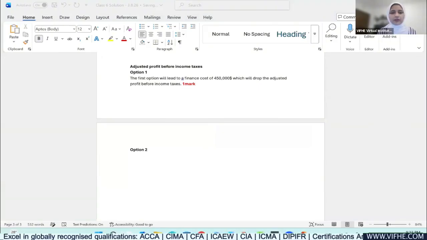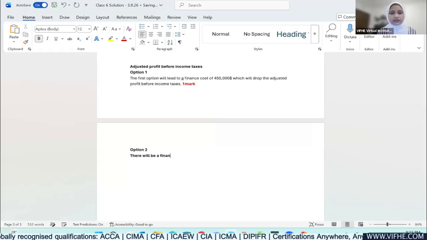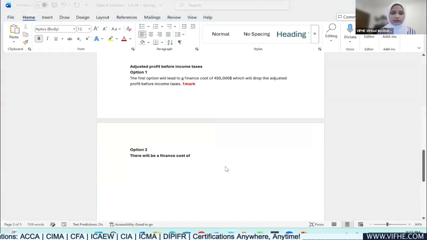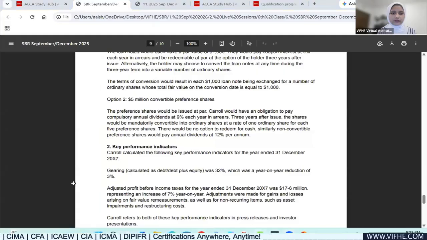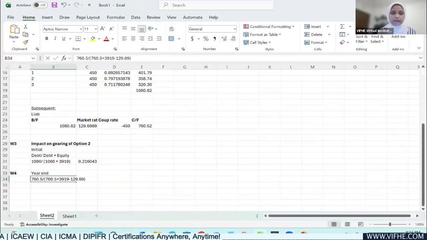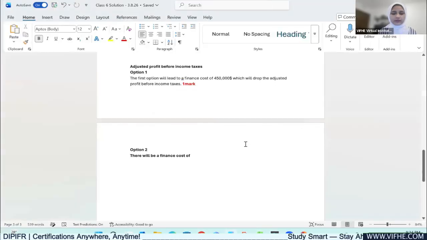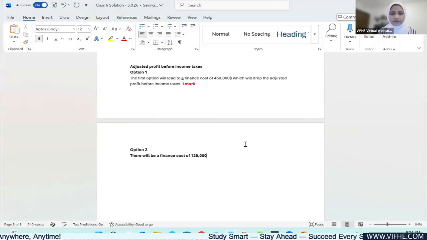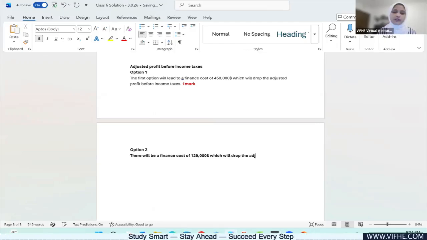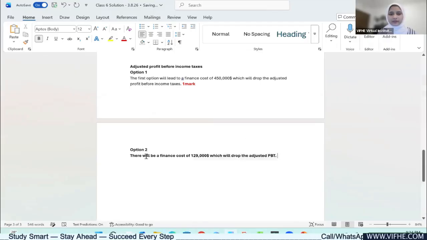It will drop. There will be a finance cost of 129 dollars, which will drop the adjusted PBT. So this is also a 1.